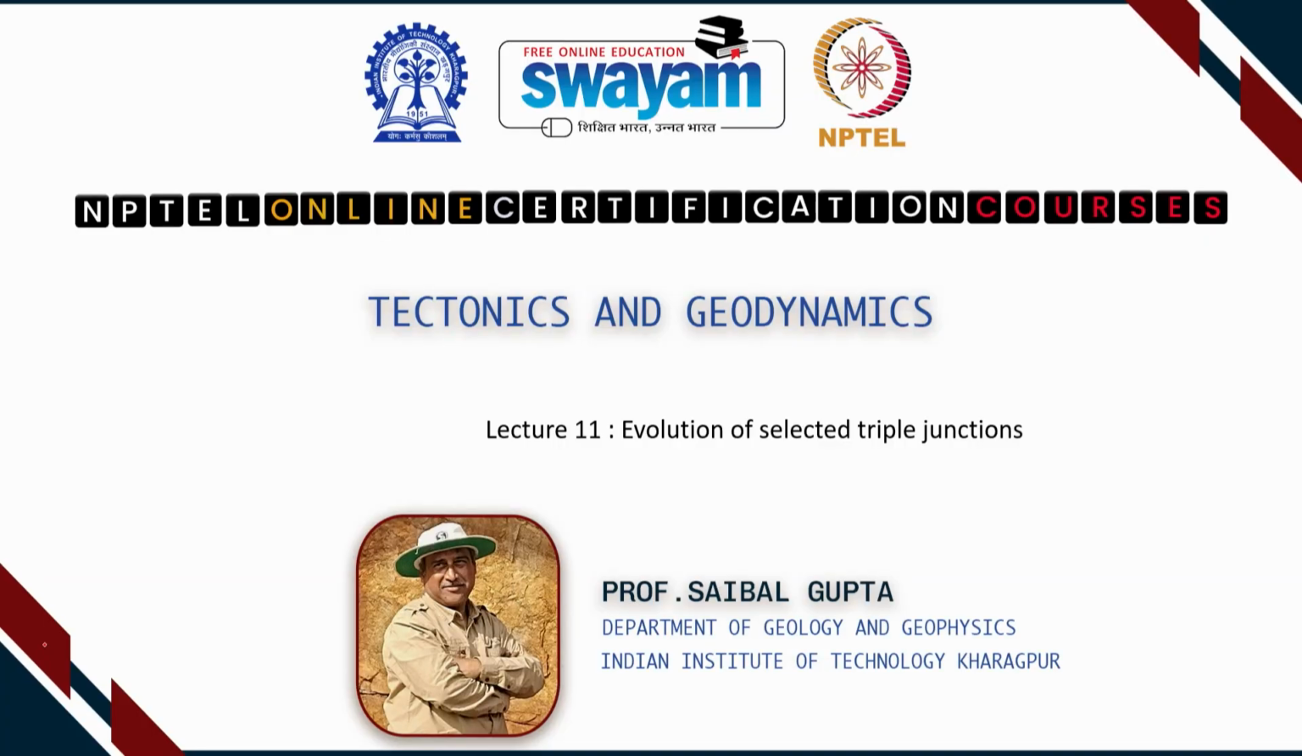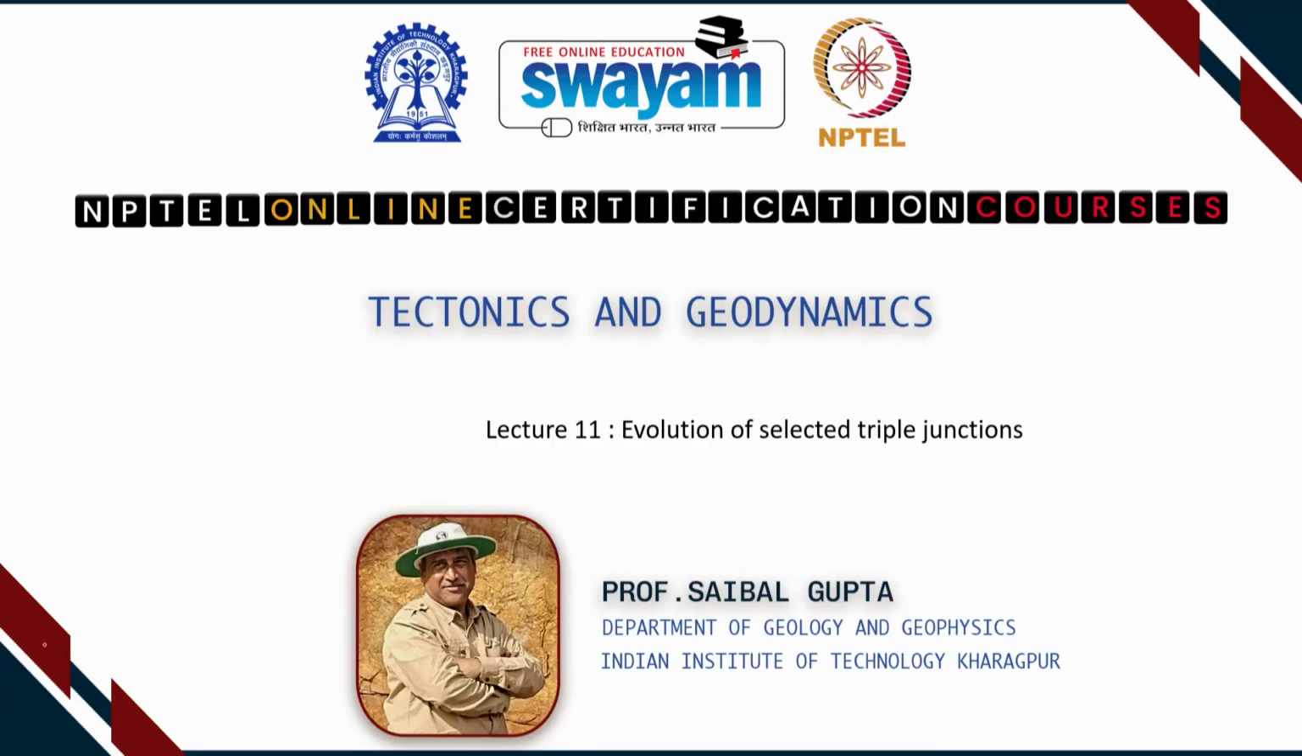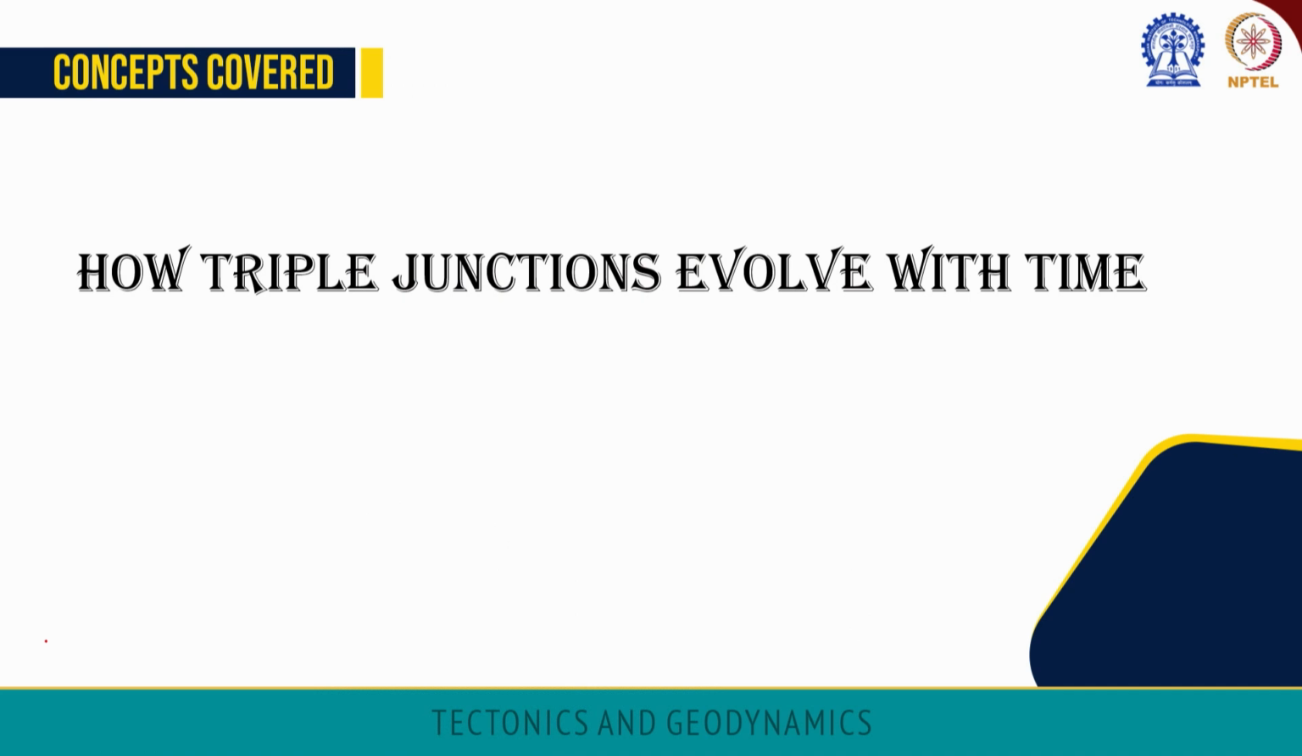This is lecture 11. We discussed in the last classes triple junctions and their stabilities. What we will do now is look at specific triple junctions. We will look at the evolution of selected triple junctions on Earth. So let's get right down to how a few selected triple junctions on Earth actually evolve with time, because these are extremely important and interesting for us to see how the movement of these triple junctions controls the geometry of how the plates are moving on Earth.